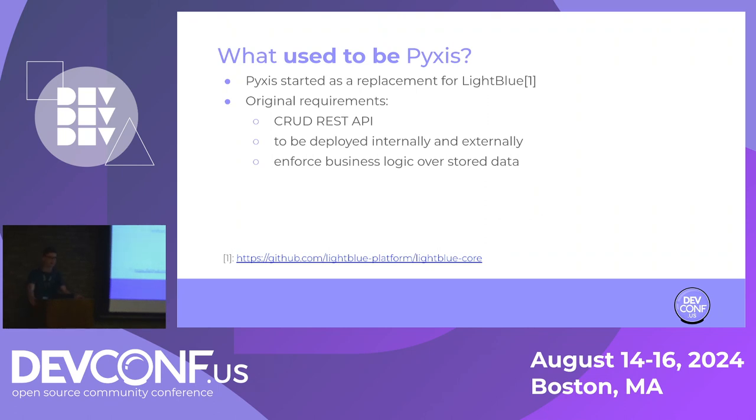So in order to provide context for the problems that we had to solve, we have to look at what the requirements were at the beginning. Pyxis was originally set to replace Lightblue, which is a CRUD API written in Java. It was no longer sufficient at the time. Pyxis was required to provide a CRUD API, and on top of that, the ability to implement complex business logic that might differ for internal and external customers.